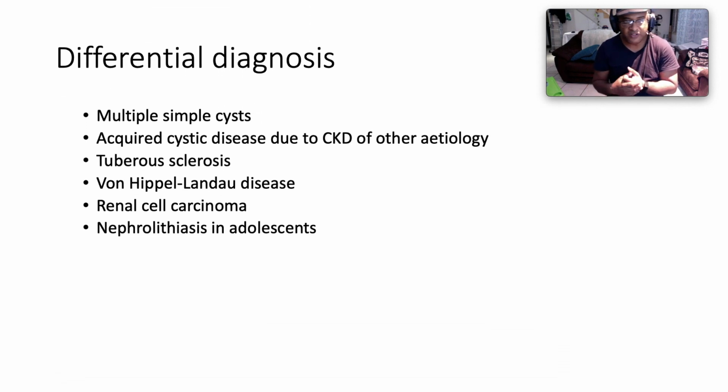A plausible differential, guys, are multiple simple cysts, acquired cystic disease due to chronic kidney disease of any other etiology, tuberous sclerosis, von Hippel-Lindau disease, renal cell carcinoma, and nephrolithiasis in adolescents.